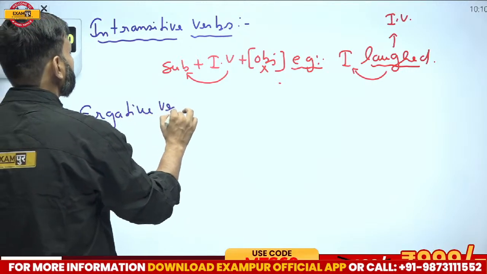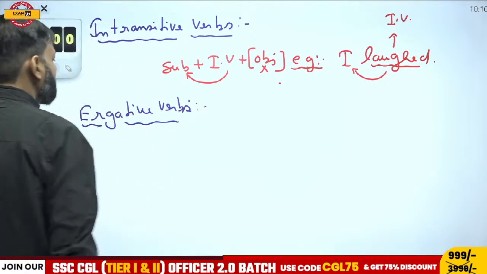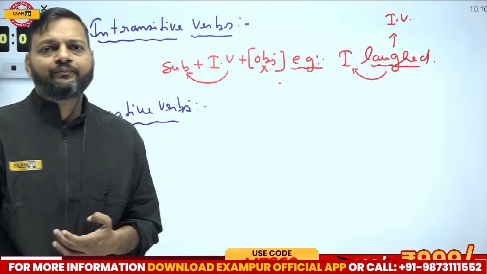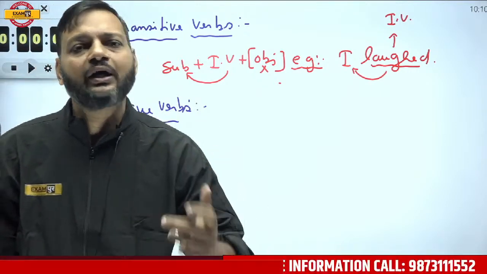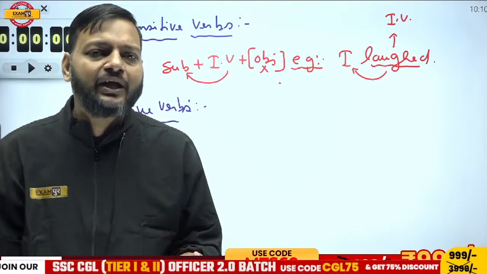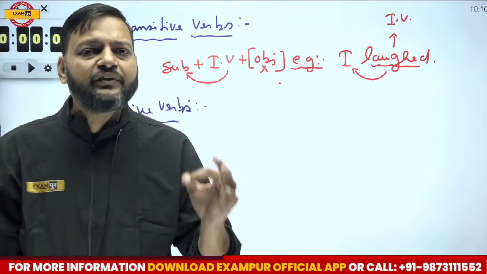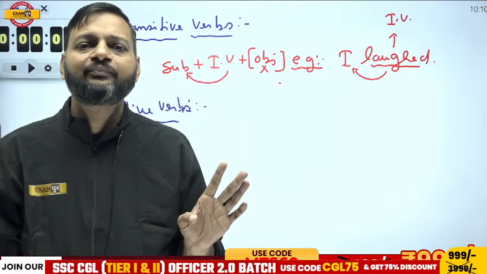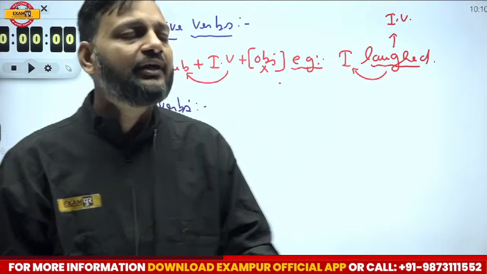These verbs are a bit confusing and complicated. See, ergative verbs are those which can be both transitive and intransitive depending on the condition. And what are those conditions? If there is any object after an ergative verb, it works as a transitive verb. And if there is no object after an ergative verb, it is an intransitive verb.